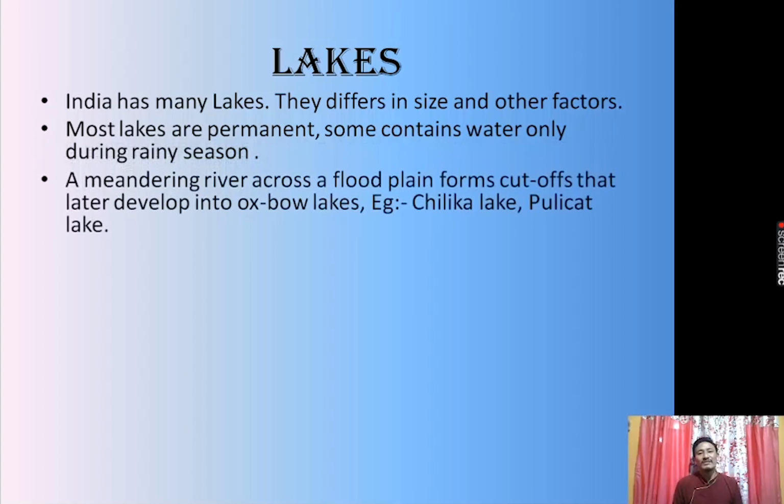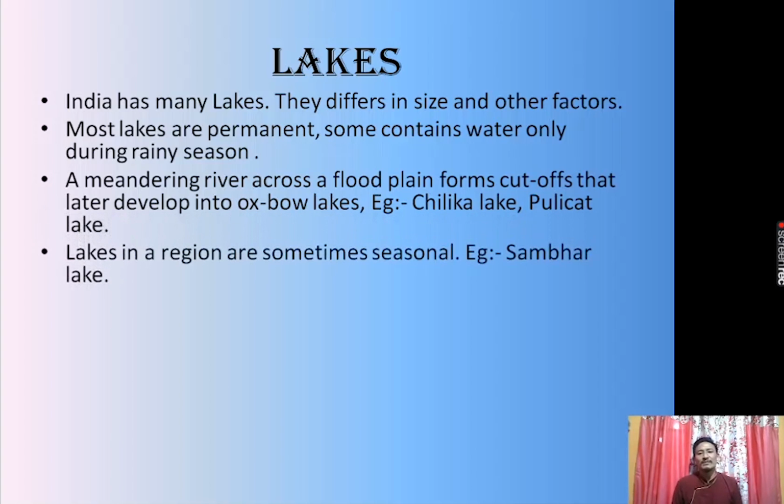Then we have the meandering river across the floodplains, which gets cut off and later develops into an Oxbow Lake. Example, Chilika Lake, Pulicat Lake. Oxbow Lakes are normally once a course of a river, but due to the deposition work and erosional work, this turn gets cut off from the mainstream, and it forms an Oxbow Lake.